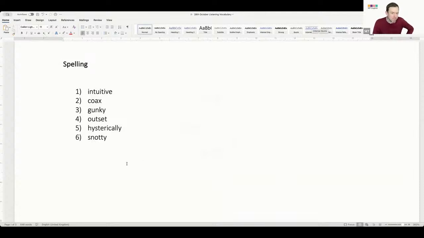Why is that? Well, I'll give you my theories on that. One, it's not a very common word, is it? Intuitive, very uncommon. Coax, that sounds like this, doesn't it? It's a very strange one. Gunky, I think it's quite common for OET, but maybe not. And these two here, we've got double letters. Double letters often confuse people. There are often issues there.